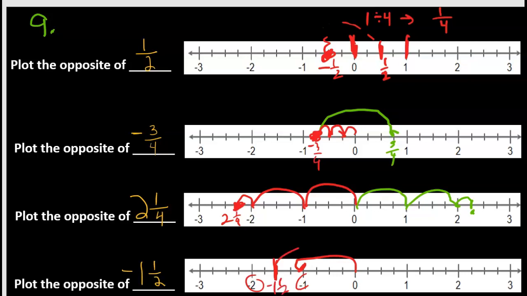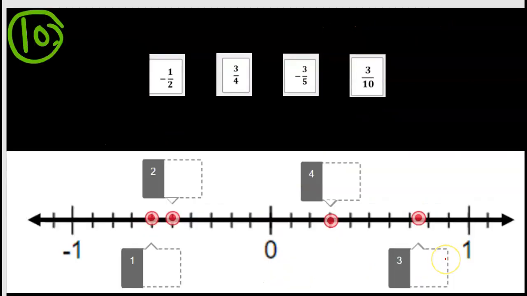The opposite is going to be, no, let's go here. 1/2. Right there. Is that it? Yep, that's it. See you in the next problem. Wow, that was a long one. Woo!